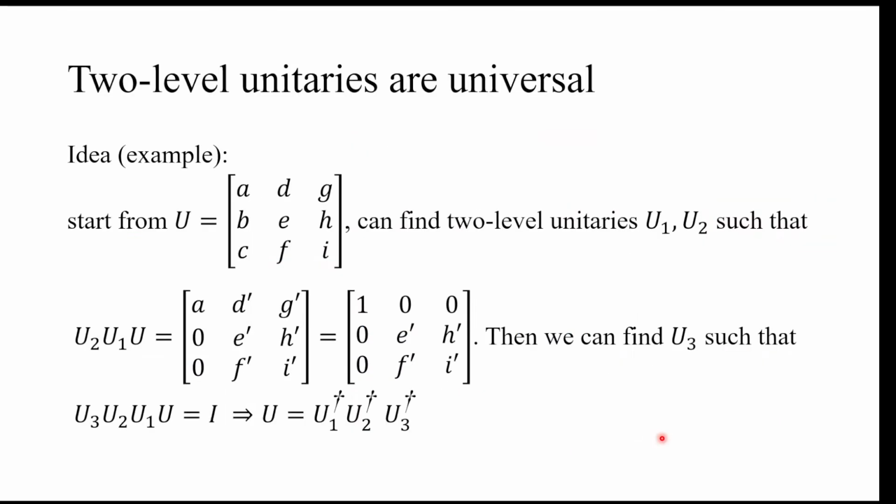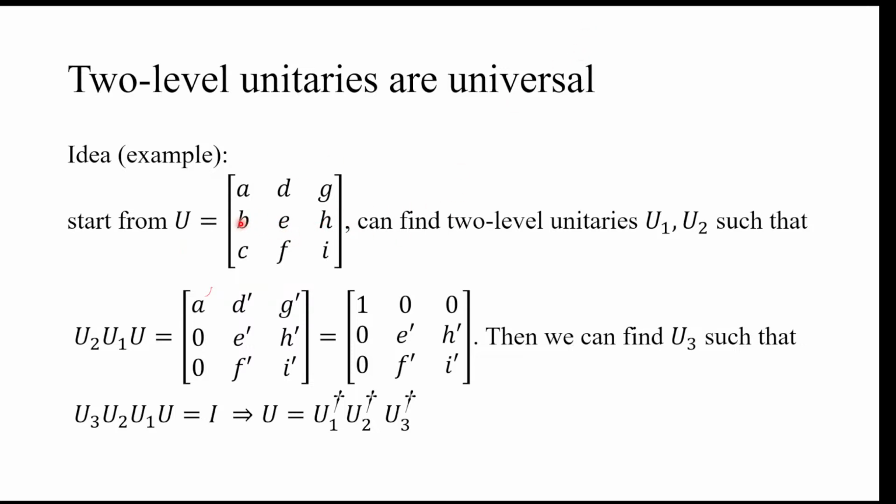So first we show that two-level unitaries are universal. We do this by proof. Here we have a typo. Here is the quick idea of the proof. Let's say we do this on a unitary that's just some 3x3 unitary. What we want to do is multiply several two-level unitaries and turn this into the identity.